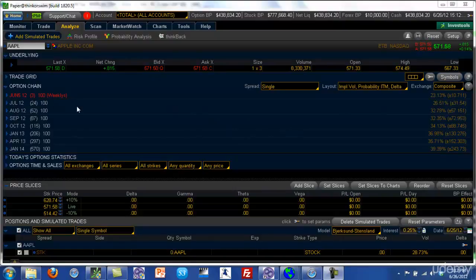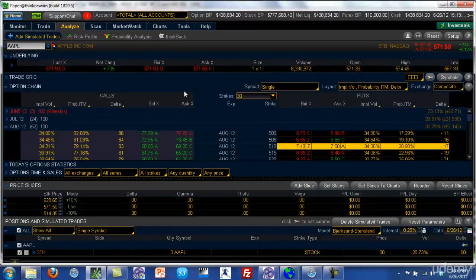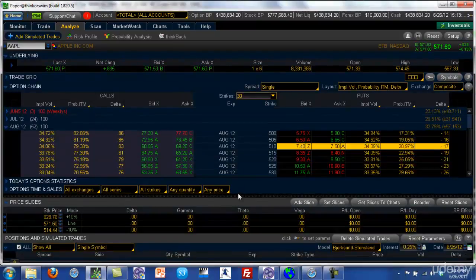So let's go ahead and take a look at Apple options. Apple's symbol is AAPL. Apple's last traded price is around 571. And we're going to go into the August series, which has about 52 days left to expiry. In addition to the implied volatility, I've created a column called probability of in the money.